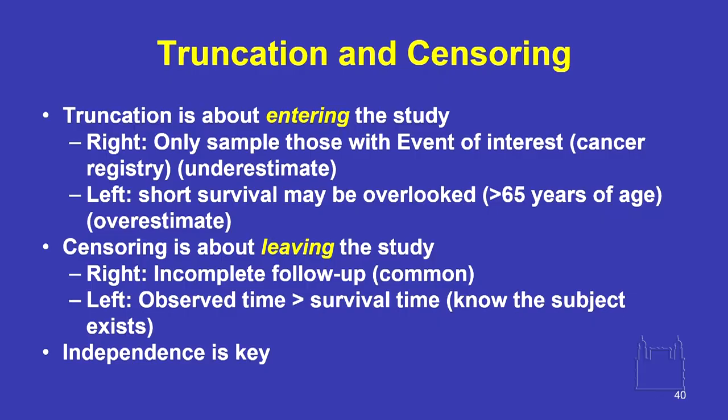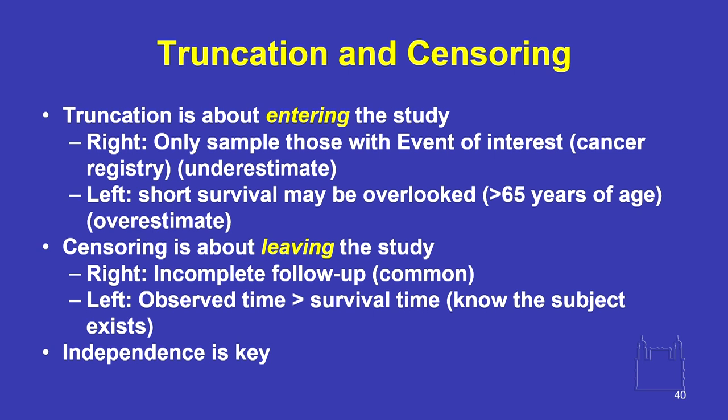So there are two types of truncation, right and left. Right truncation is, let's say you're using registry data. Say you're using a cancer registry. You only are sampling people who have that event of interest. You may be missing people who either never had their cancer diagnosed or never ended up in that cancer registry. So you, in fact, using that registry data, will probably have an underestimate of the survival.